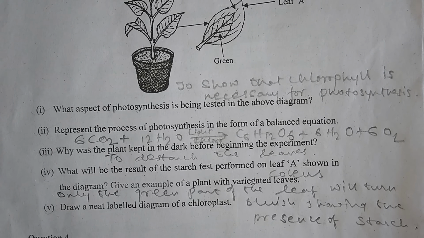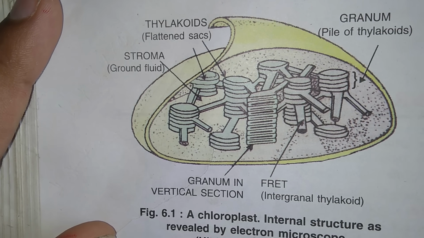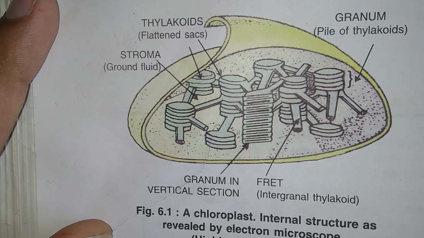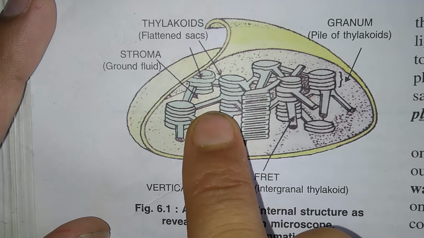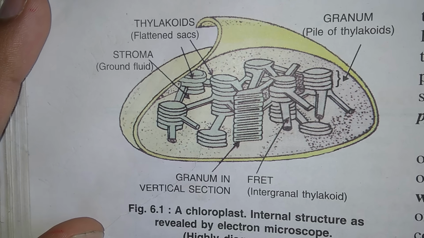Number 5 is draw a neat labeled diagram of a chloroplast. Well, this is the internal structure of a chloroplast. You can see the thylakoids. This is stroma, and the thylakoids are collectively called granum.